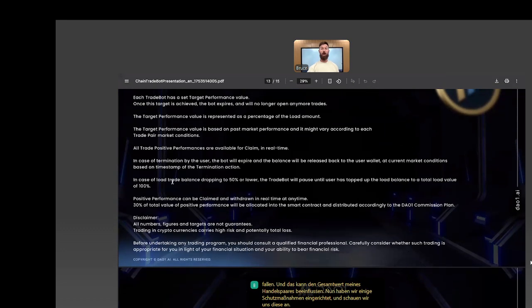In case of the load trade balance, that's that original $1,000 worth of value. If that balance, that trade balance, drops to 50% or lower, the trade bot will pause. In other words, if the value of Apertum on the pair we've just looked at suddenly drops radically in price, it goes from whatever it's priced at today, and it drops because of sell pressure, the bot's going to pause. It's going to wait for stability. It's then going to start its new grid trade on whatever that new pricing is.